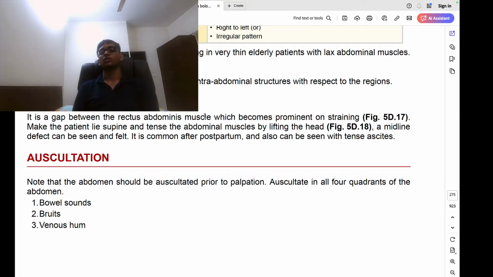Divarication of recti: there is a gap between the rectus abdominis muscles which becomes prominent on strain. Make the patient supine and tense the abdomen by lifting the head, and the midline defect can be seen and felt. It is common after postpartum and can also be seen with tense ascites.